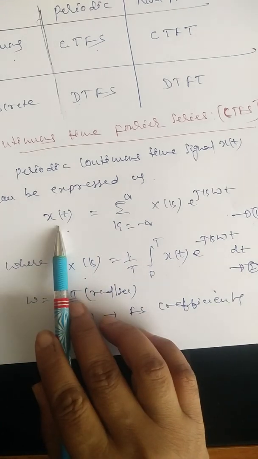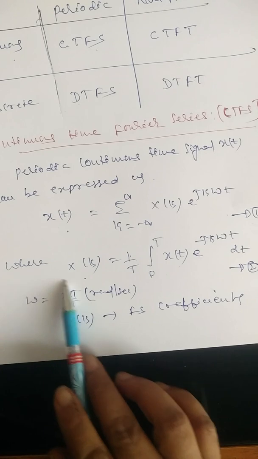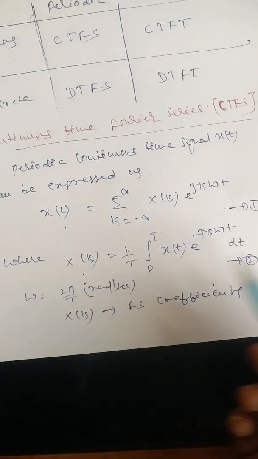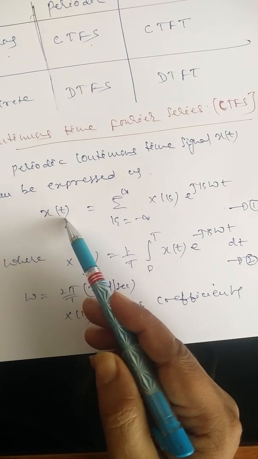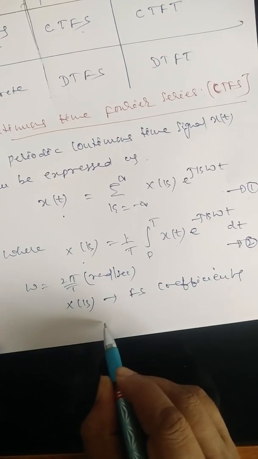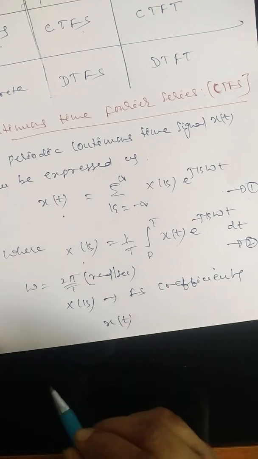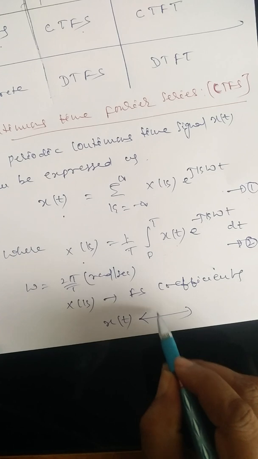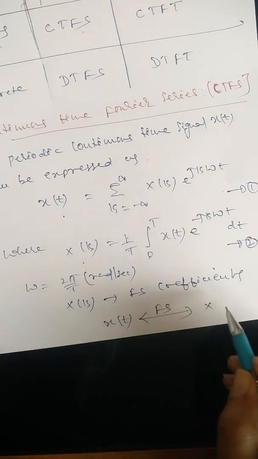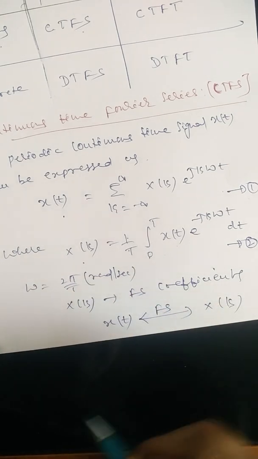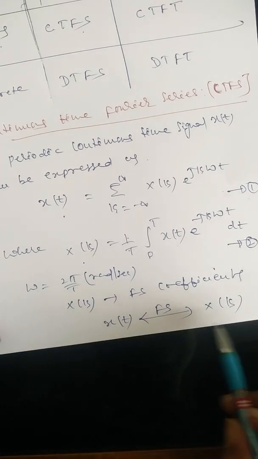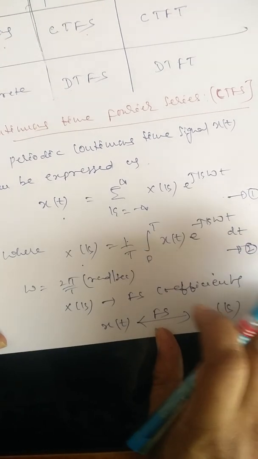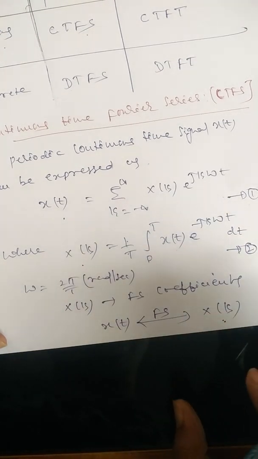If you know x of t, I can find out the Fourier series coefficients. If you know the Fourier series coefficients, I can find out the time domain signal x of t. That means we can express it as a pair: if you know x of t, using Fourier series representation you can get its Fourier series coefficients. Okay, this is the basic definition of continuous time Fourier series.